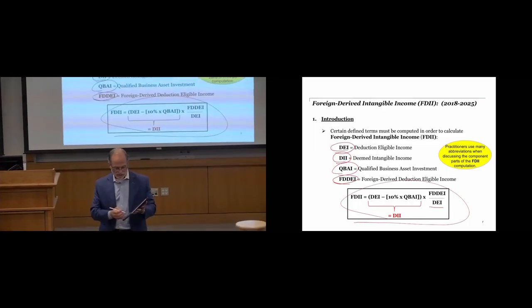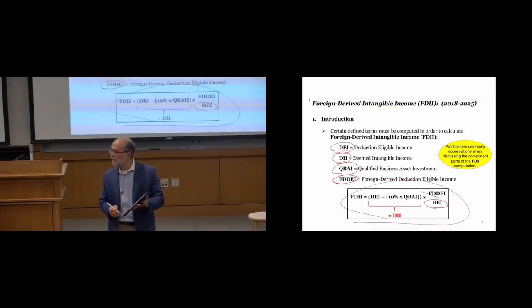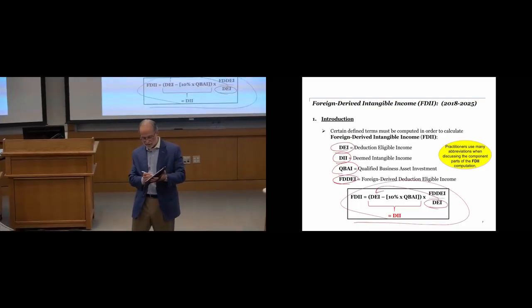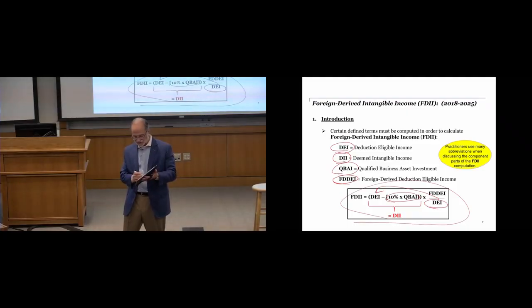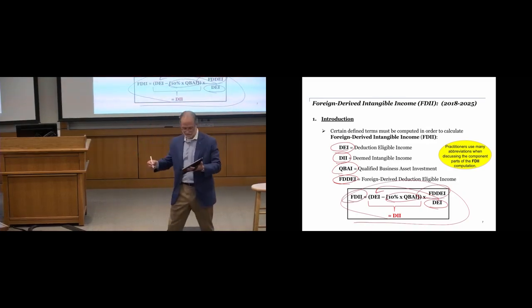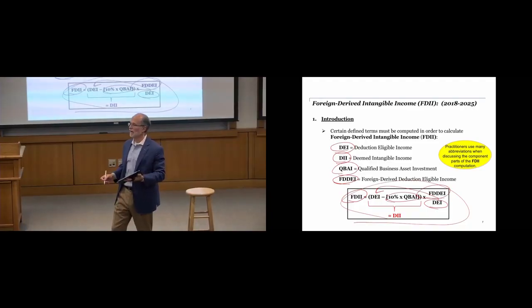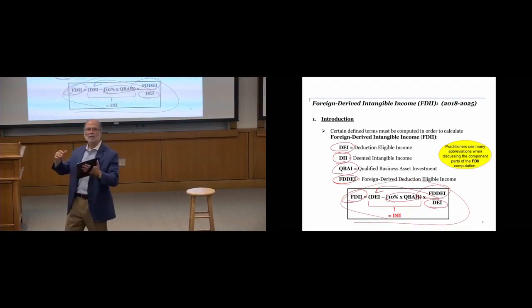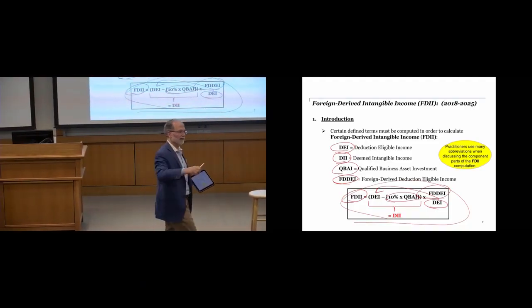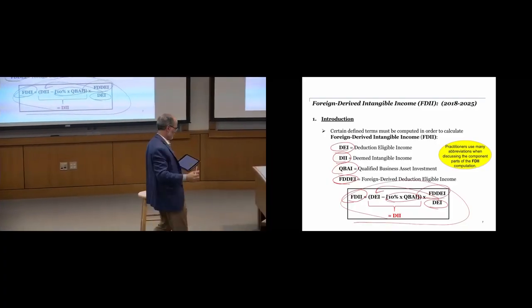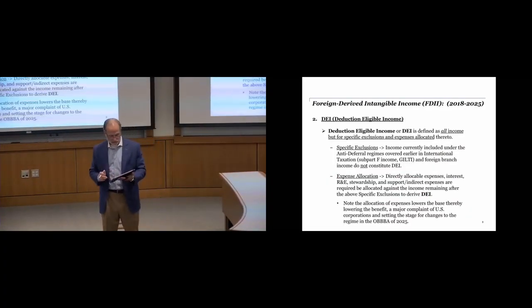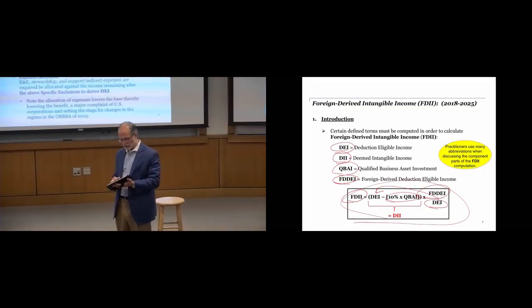So if you go DEI, then that's this number as well, less 10% of my QBI, and then I've got to determine my foreign DDEI, foreign derived, and then that's going to get my FDII. It'll make sense to you as we build them up, and I like to think of them as building blocks as to what you're going to do. Okay? So we're going to start off with the first one, DEI.